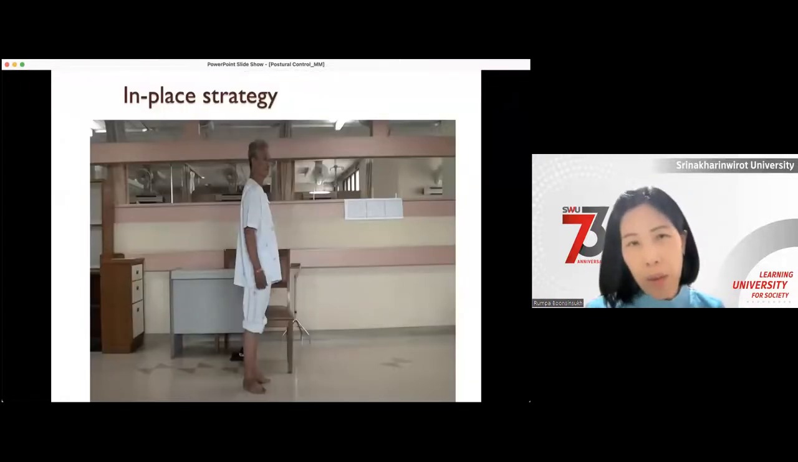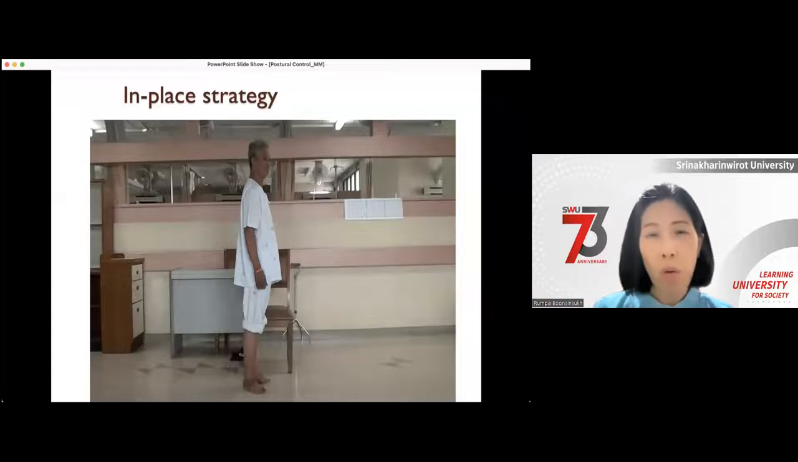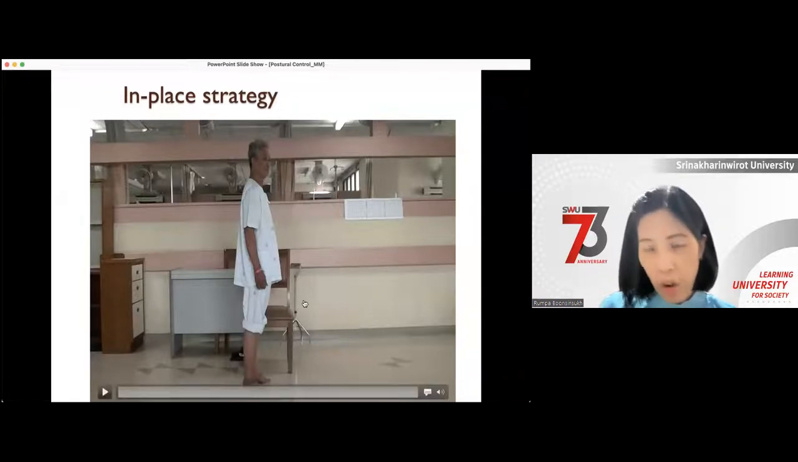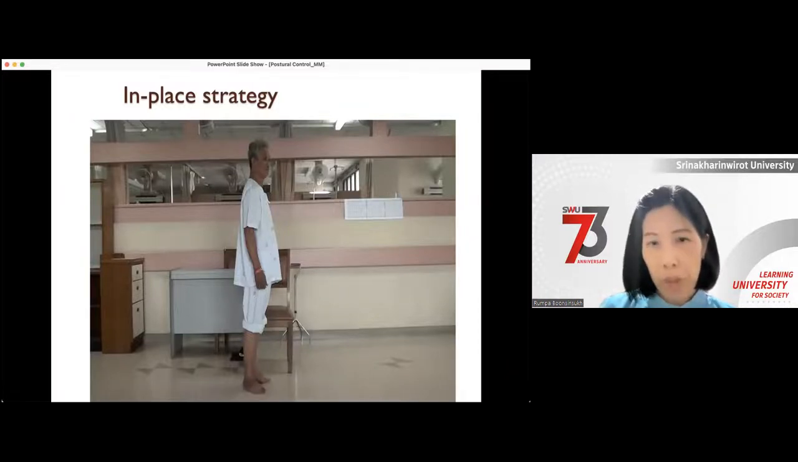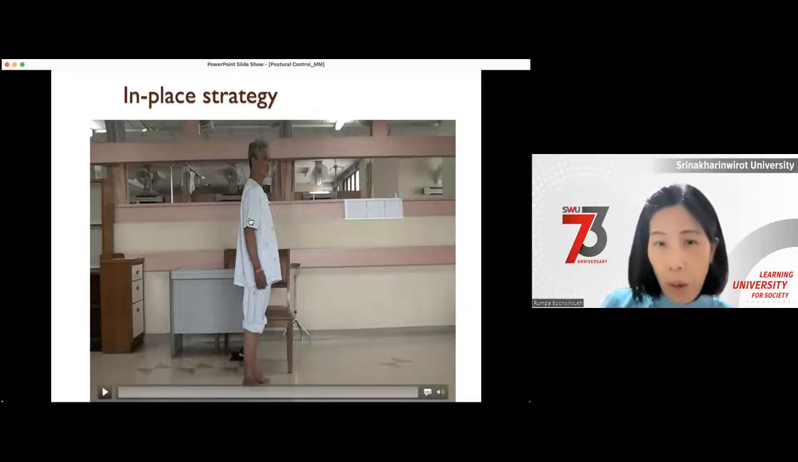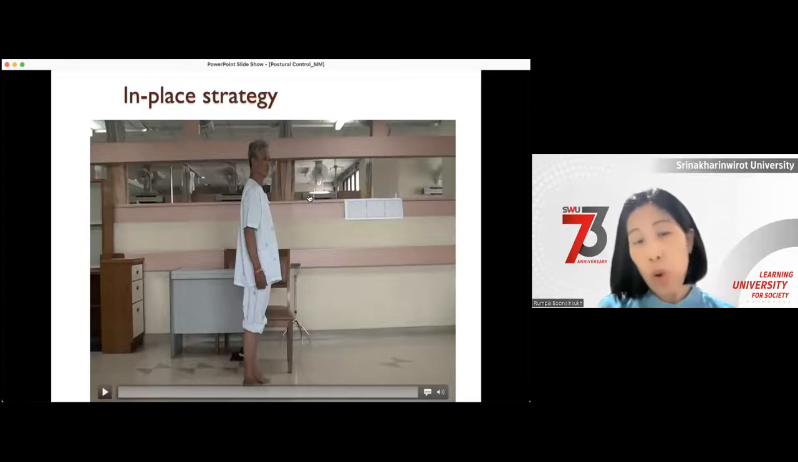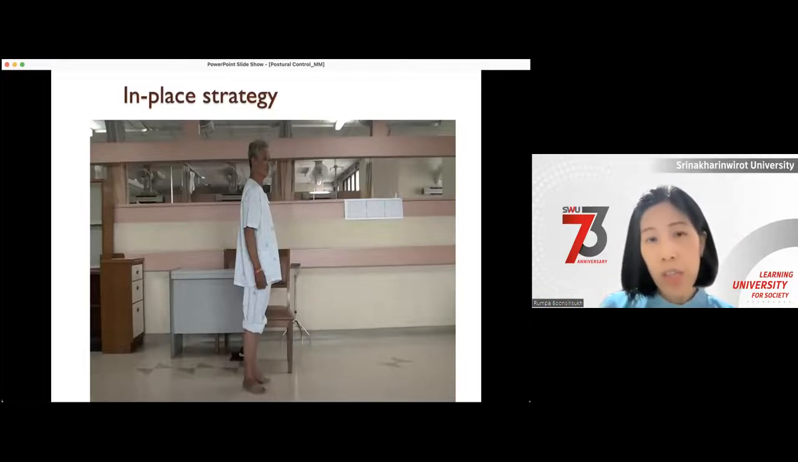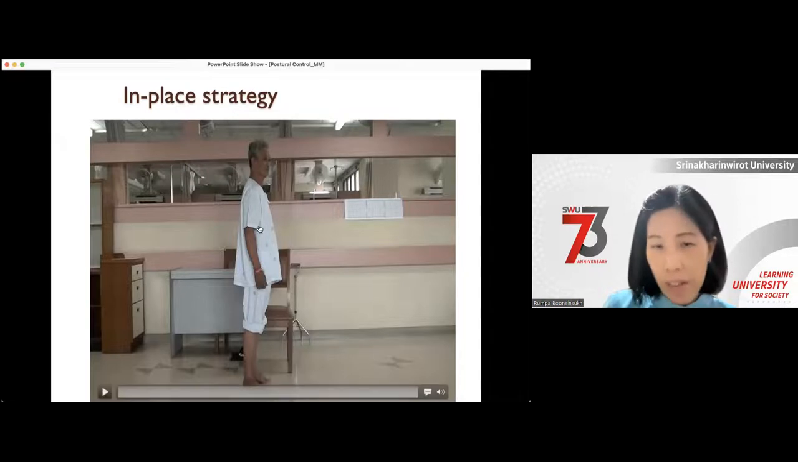The other one is to test for ankle strategy, or what the BESTest calls the in-place strategy. For the in-place strategy or ankle strategy, they want to see whether the person will show a response from the ankle only, not from other parts of the body, when there is perturbation to the body. The way to test this is that the therapist will push against the patient using not just a small amount of force, and then let go. And the patient has to maintain balance using movement at the ankle joint.